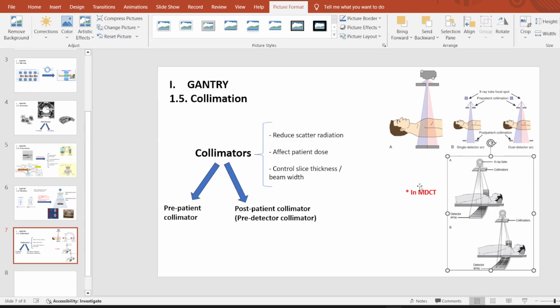I just want you to know the two most important things about collimators. First of all, there are two kinds of collimator: pre-patient collimator and post-patient collimator. Second of all, the main purpose of collimators is to control the slice thickness by controlling the beam width. Just like that. That's it. It's the end of our meeting.